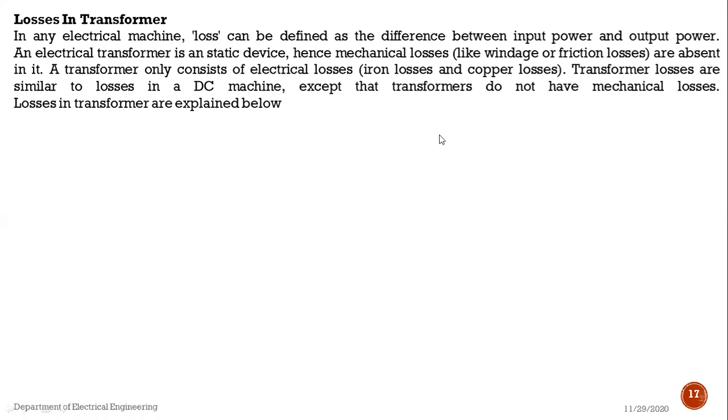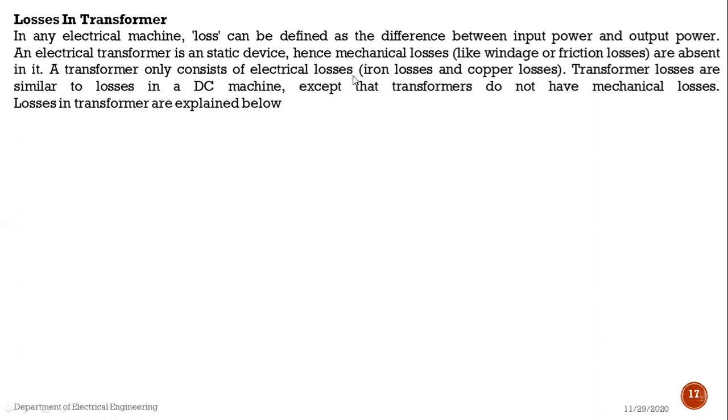Okay, so we have already calculated the losses and efficiency in case of DC machine, that is in case of DC generator and DC motor. We have solved some problems related to that also. So loss can be defined as the difference between the input power and output power.